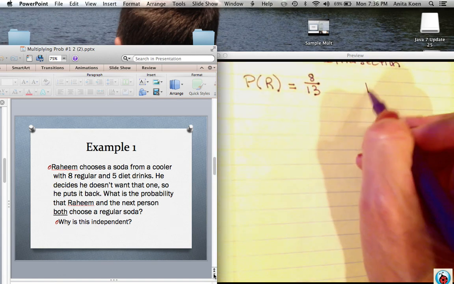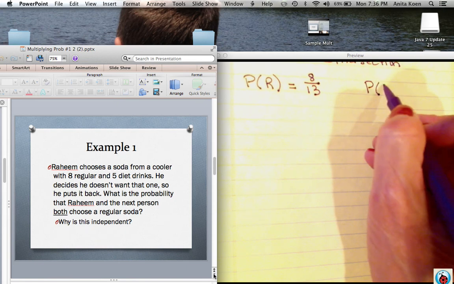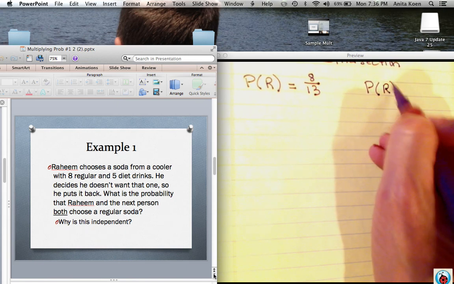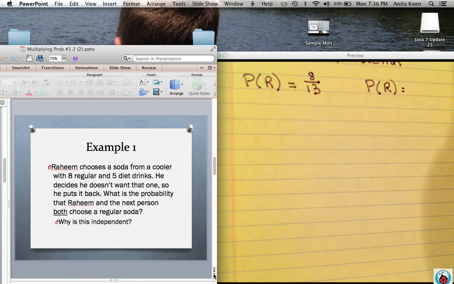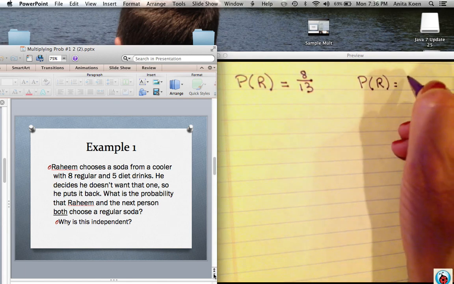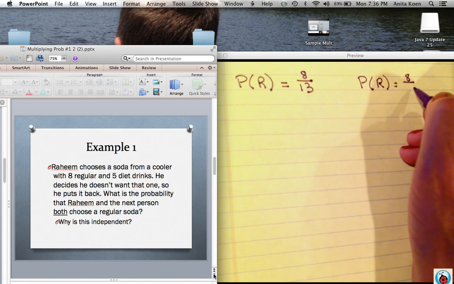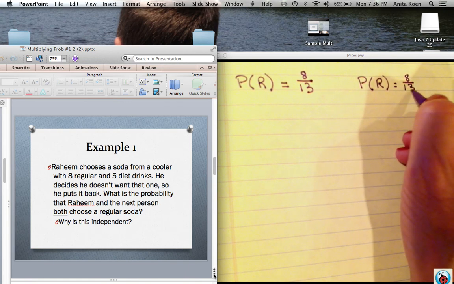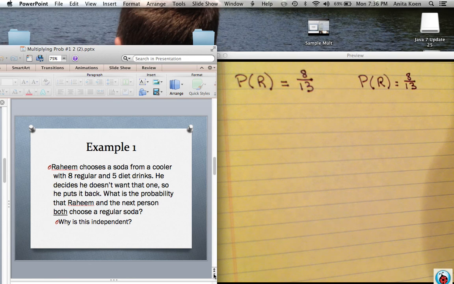What is the probability that the next person will also choose a regular soda? Well, Rahim put the soda back, which makes these events independent because the next person's choice is not affected by Rahim's choice. So there are still 8 regular sodas and 13 total sodas. So the simple event of the next person choosing a drink that is regular is still 8 out of 13.